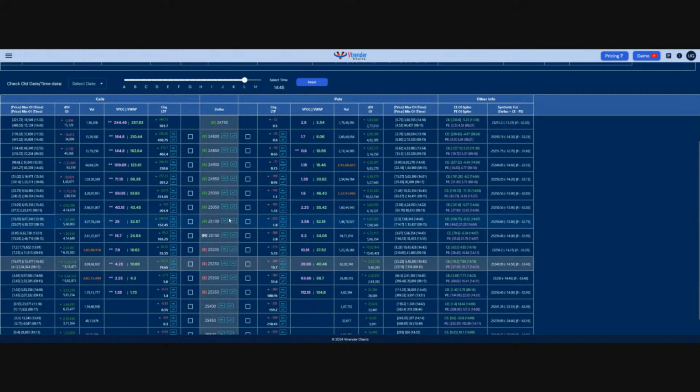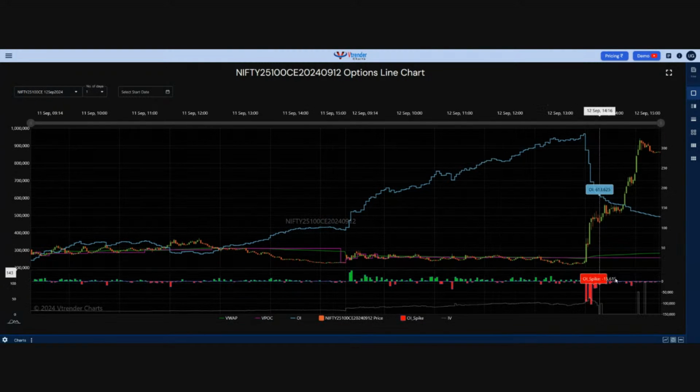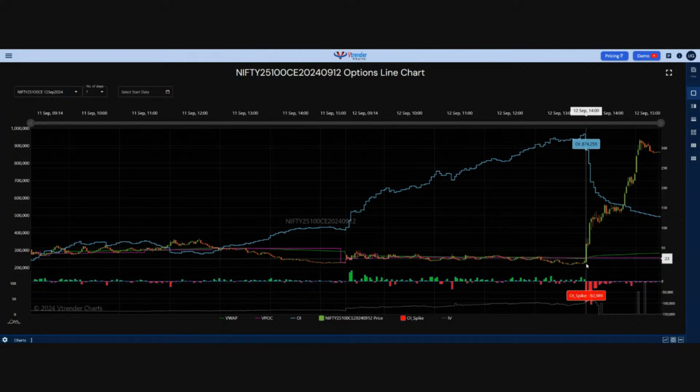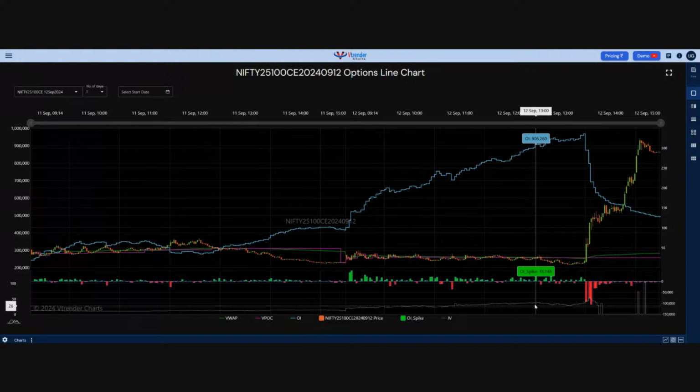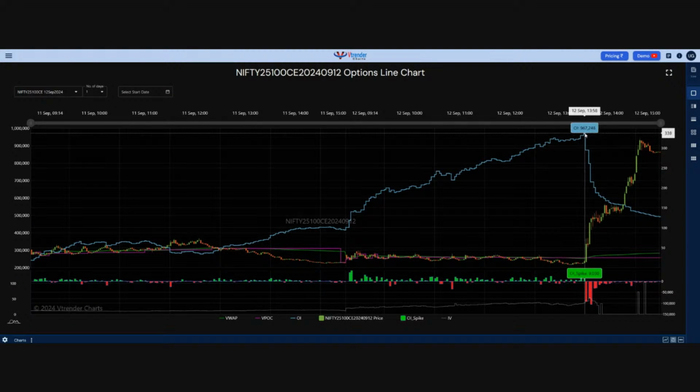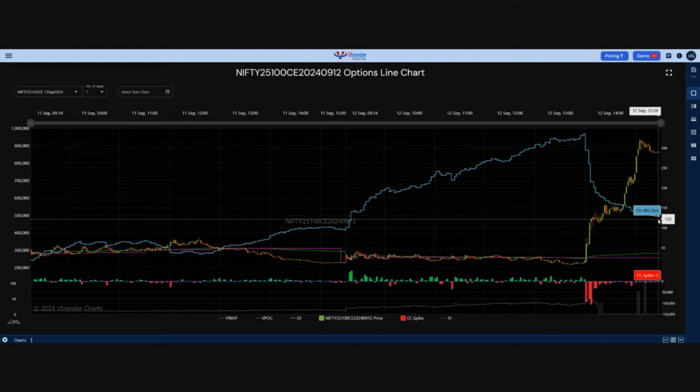So if we open the line chart of this 25,100 call, you can see how at a similar time this got above the VWAP and the POC, which was at 30. So for 25,100 call writers, 30 was that mark. So at 30, if we get an IB signal, an initiative buying signal in the order flow, that means those writers are going to rush. And you can see this from the open interest high of 9,67,000. It has fallen to 4,09,000.